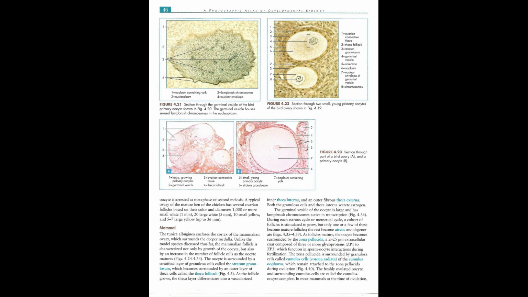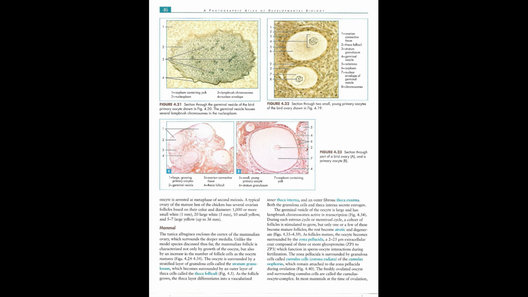A typical ovary of the mature hen of the chicken has several ovarian follicles based on their color and diameter: 1,000 or more small white, 1 mm; 20 large white, 5 mm; 10 small yellow; and 5 to 7 large yellow, up to 36 mm.